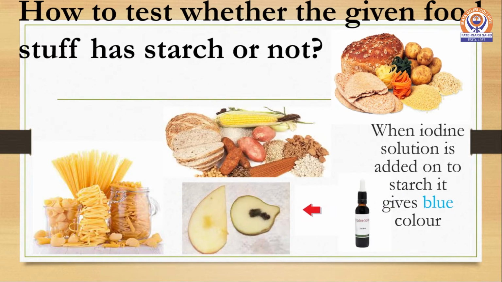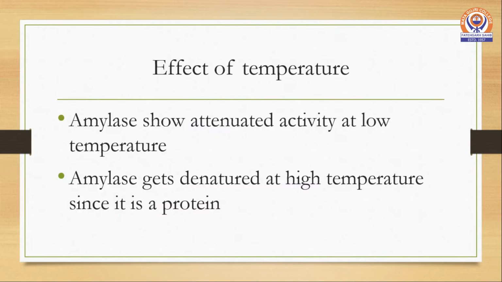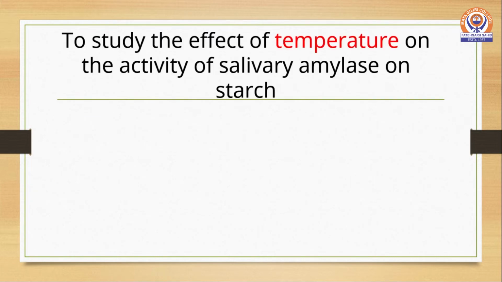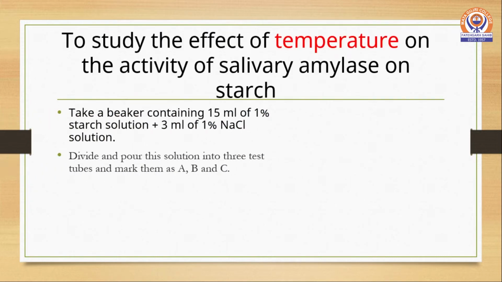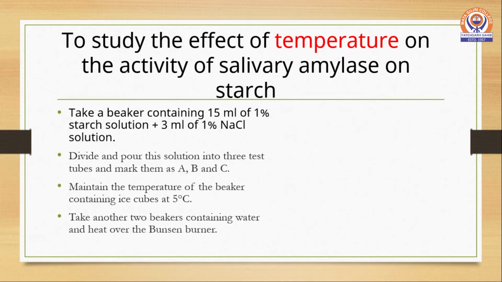Before we start the experiment, we need to have a short recap, and I would request the viewers to first go through the part 1 to understand and have the basis of the concept, how and why starch gives blue color with iodine. Let's take up the effect of temperature now. Amylase shows attenuated activity at low temperature, and second is that amylase gets denatured at high temperature since it's a protein. Keeping these two facts in view, let's study the effect of temperature on the activity of salivary amylase on starch with an experiment in the laboratory.